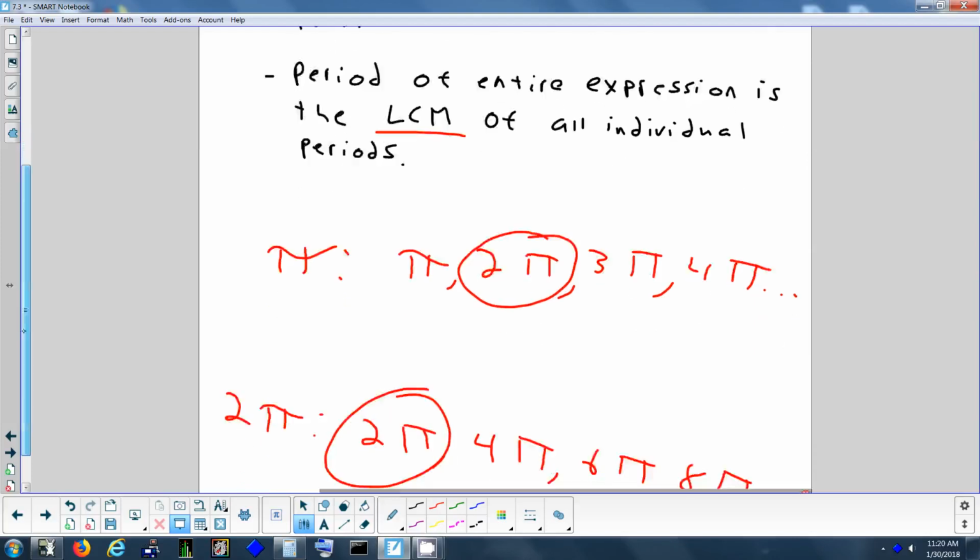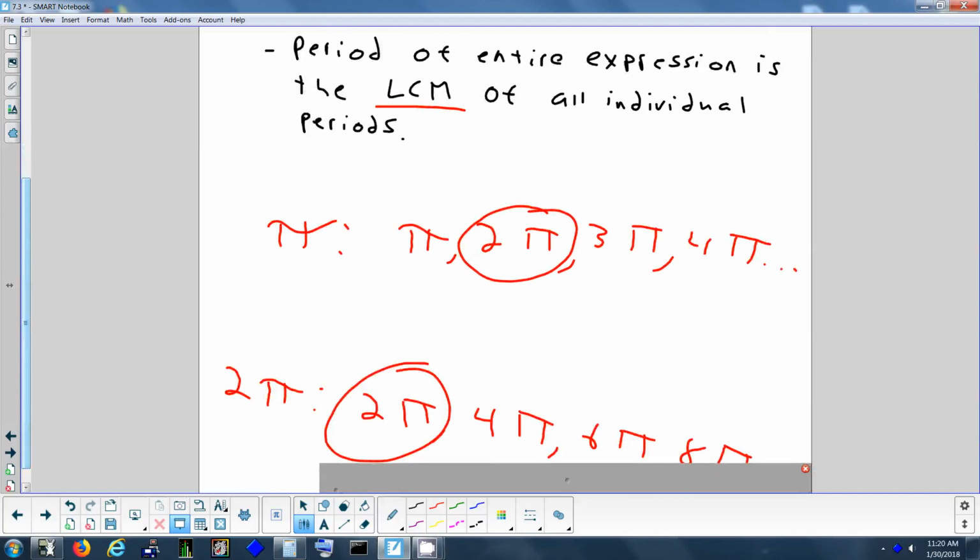So if I asked you what is the least common multiple, what's the smallest number they both have in common? It's right there. 2 pi is the least common multiple of pi and 2 pi. The least common multiple is a number that both things divide into without a remainder. Like if I said what's the least common multiple of 3 and 2, it would be 6. It's the smallest number that they both go into without remainder. And a lot of times the answer ends up being pi or 2 pi, most of the time.